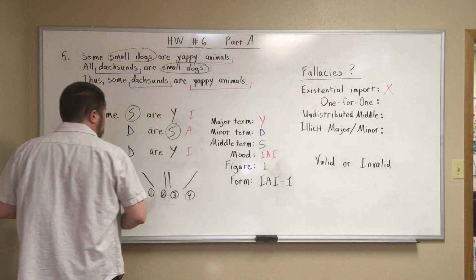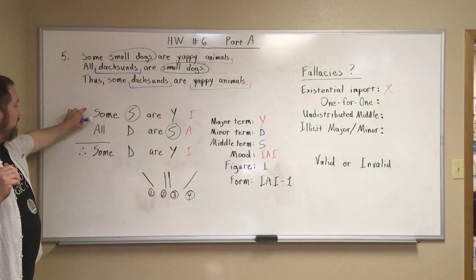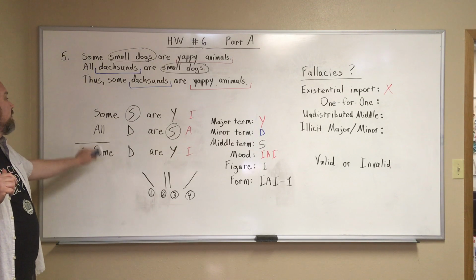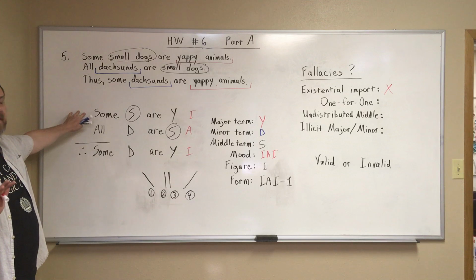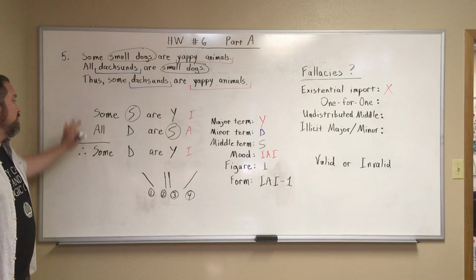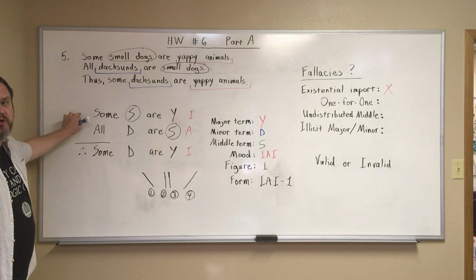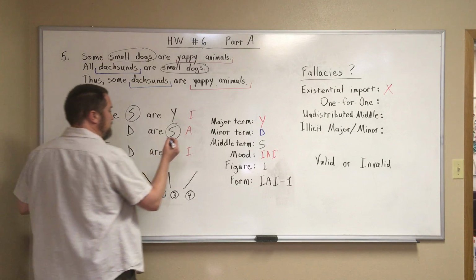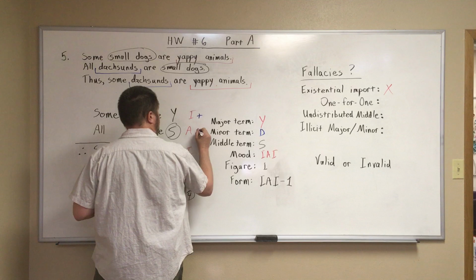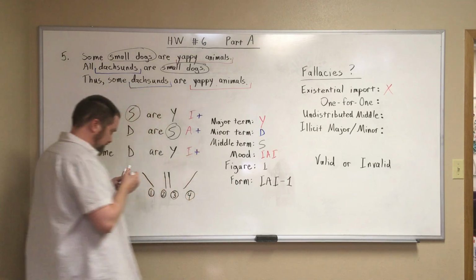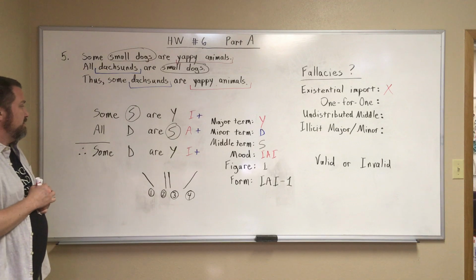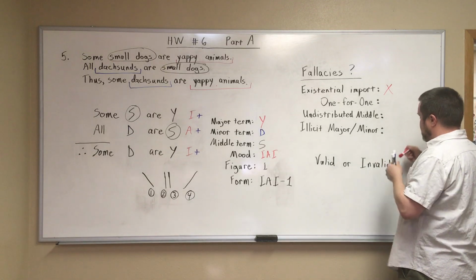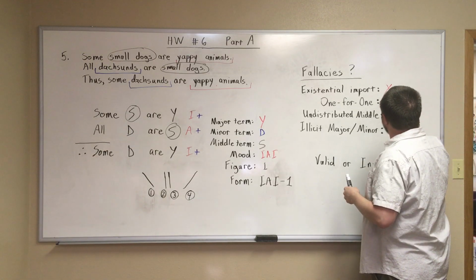One for one says that if you have a negative premise, you have to have a negative conclusion. If you have a negative conclusion, you have to have exactly one negative premise. So it also rules out the possibility that you have two negative premises. So when you look at this, I is affirmative, A is affirmative, I is affirmative. So looks like we're good there since we don't have any negative statements to worry about.